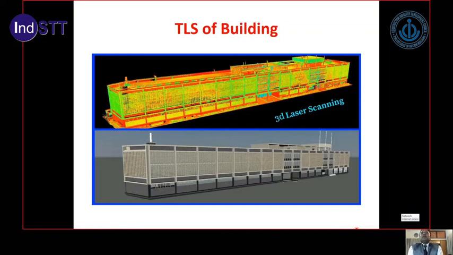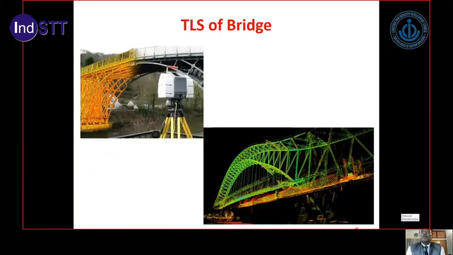bridge. You can see that the scanning of the complete bridge is being done by this terrestrial laser scanner, and any defect which is being developed in any part of the structure can be monitored, in nuts and bolts. The deflection in the bridge, when the train or a heavy load is passing, there is a deflection in the bridge.